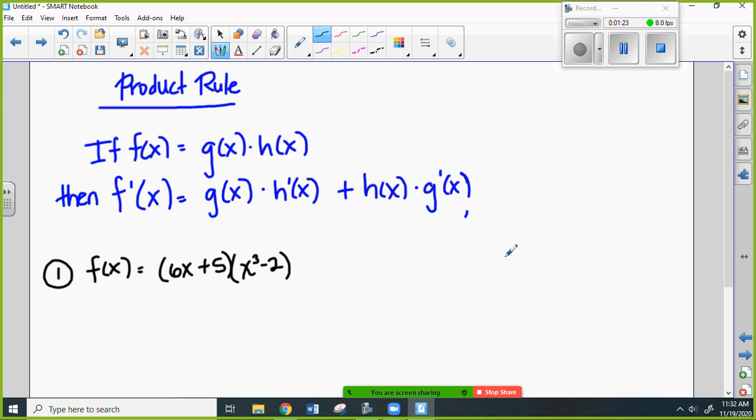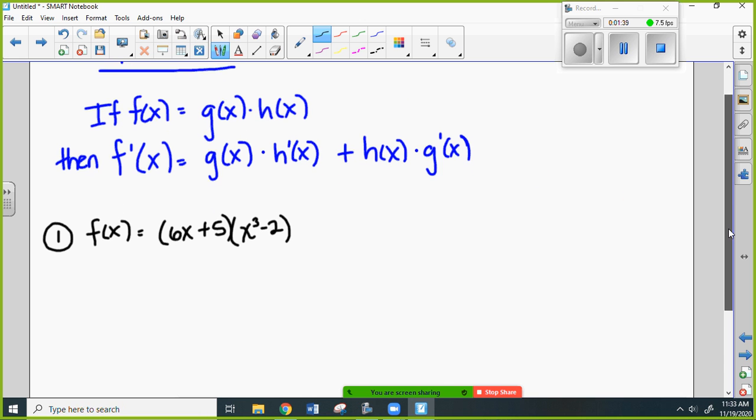All right, so again, this is a rule that we are going to learn how to apply. So looking at our first example here, we have a product, right? It's a multiplication of two different functions.